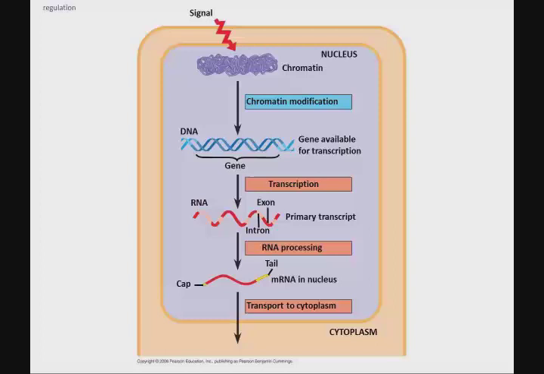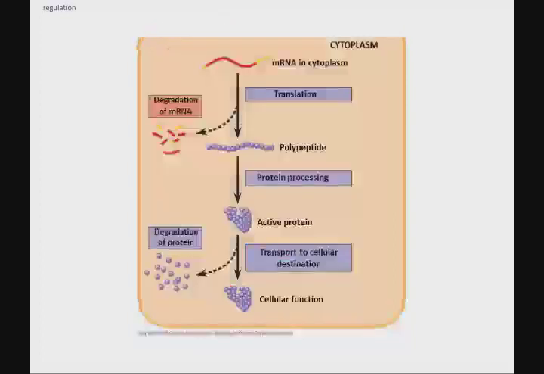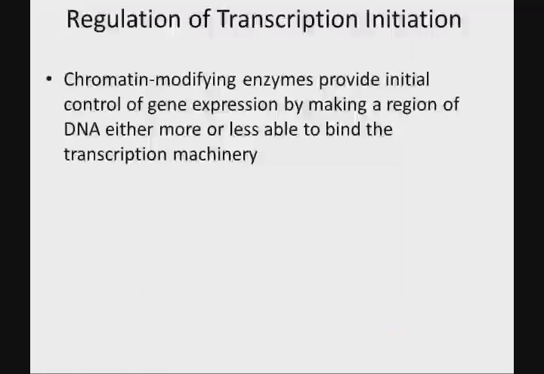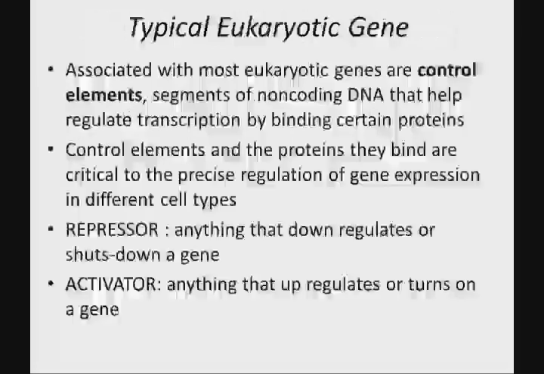Now, ultimately, in many cases, you don't see an effect on a cell unless the protein is active. But most people will still refer to expression of a gene just at the transcriptional control level. So keep that in mind as you go on and read more in molecular biology. So again, we talked about chromatin modifying enzymes provide an initial control, but then how do we bind the transcriptional machinery to make sure that we make an mRNA?